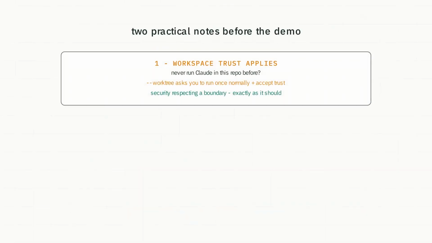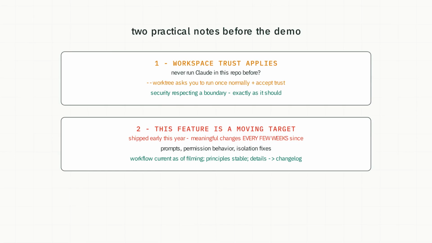2 practical notes before the demo. First, workspace trust applies. If you've never run the tool in that repository before, the worktree flag will ask you to run it there once normally and accept trust, a security boundary being respected, exactly as it should. Second, and this matters for everything in this video, this feature is a moving target. It shipped early this year and has received meaningful changes every few weeks since: confirmation prompts, permission behavior, isolation fixes. The workflow I'm teaching is current as of filming and the principles are stable, but check the changelog before assuming details. You know this channel's law by now, check the date, then trust.